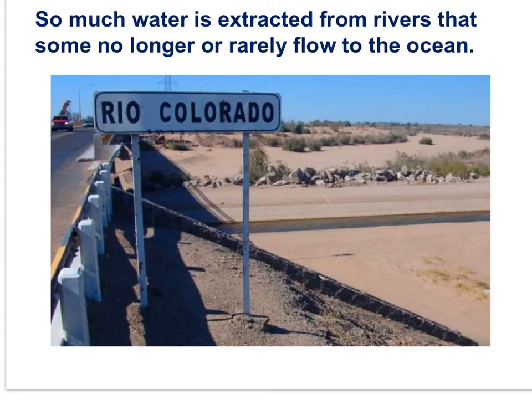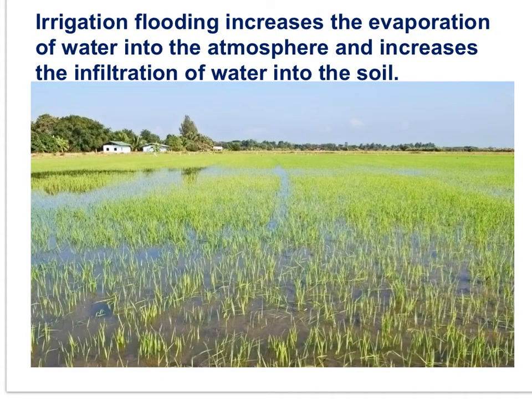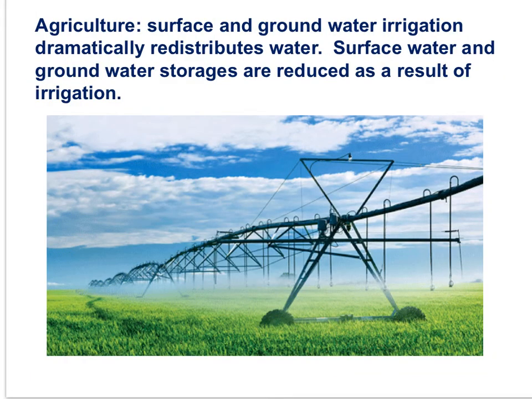So much water is extracted from rivers that some rivers no longer or rarely flow to the ocean. This is a photograph of the Colorado River in Mexico as it approaches its outlet with the ocean. There's not much left. Irrigation flooding increases the evaporation of water into the atmosphere and increases the infiltration of water into the soil. Agriculture.